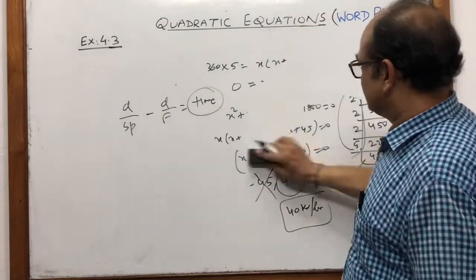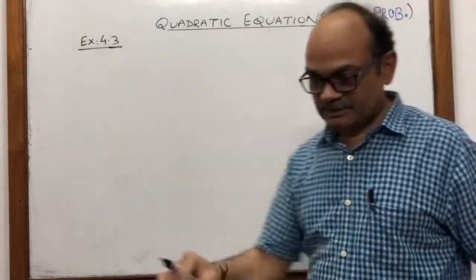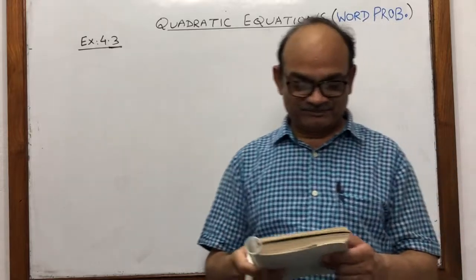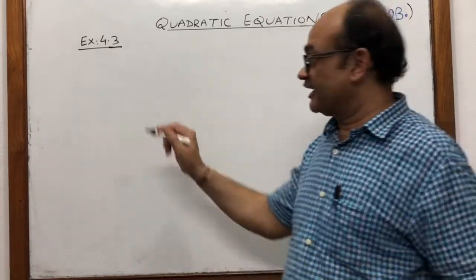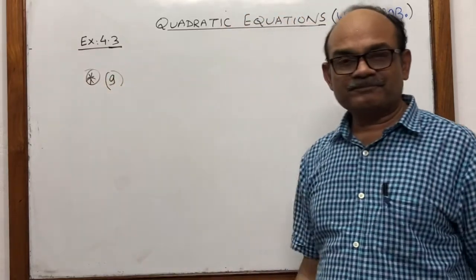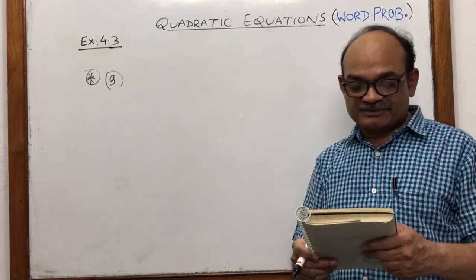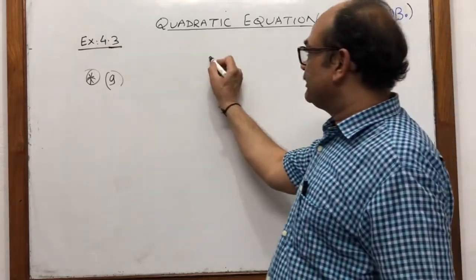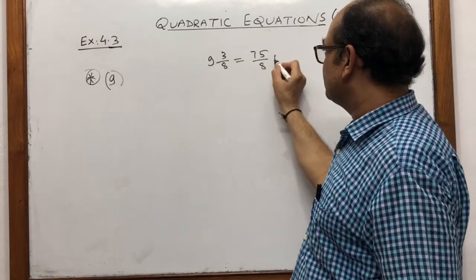Next sum is the last sum for this lecture. Remaining sums for your homework. And now the sum of two water taps. Ninth question. Put a most important mark. I'll put a star here. Star. Question of the day. Two water taps together can fill a tank in 9 3 by 8 hours, that is 75 by 8 hours. Given.